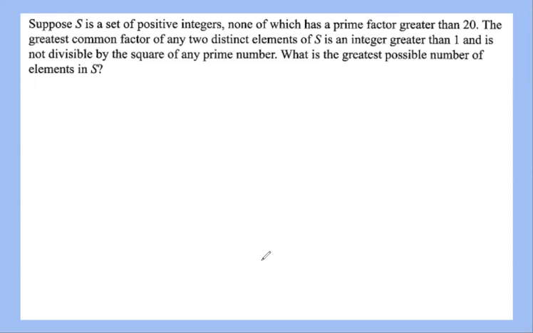Okay, so we have a set S of positive integers, none of which has a prime factor that is larger than 20, and the greatest common factor of any two different elements in this set is larger than 1 and is not divisible by the square of any prime number. What is the largest possible number of elements in this set?